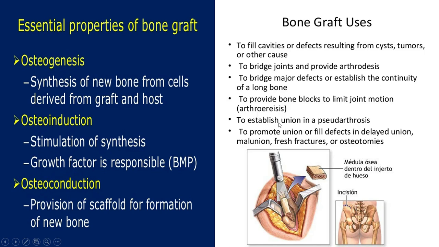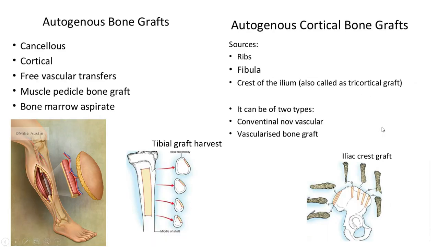Now, to establish union in pseudoarthrosis, which we discussed in our previous lecture, we dissect the bone and put the bone graft in to achieve union, and to promote union or fill the defect in delayed union, non-union, malunion, and fresh fracture. Even after osteotomy, it acts as a void filler and also as a promoter for union. Okay, so just mark up the whole list.